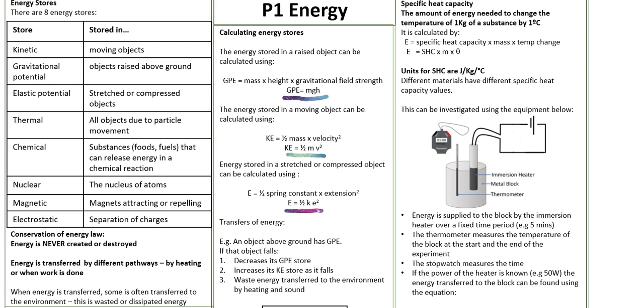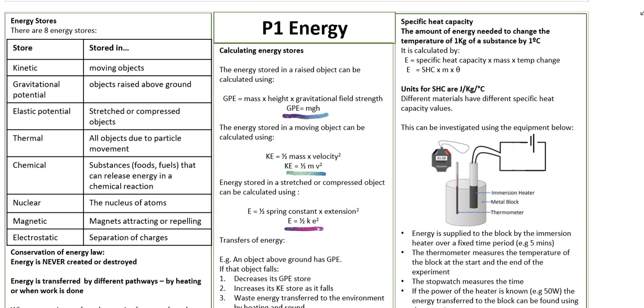Transfer of energy. An object above ground has GPE. If that object falls, it decreases its GPE store and increases its kinetic energy store as it falls. Waste energy is transferred to the environment by heating and sound.